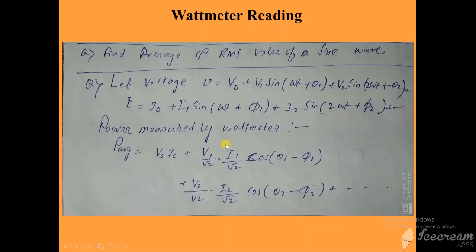V1 by root 2 into I1 by root 2. We have studied it with the RMS value. V1 is the peak value, so the RMS value is V1 by root 2; I1 is the peak value, so the RMS value is I1 by root 2, into cos of the phase difference. This we have studied: cos of the phase difference, theta 1 minus phi 1, between the voltage and the current applied.